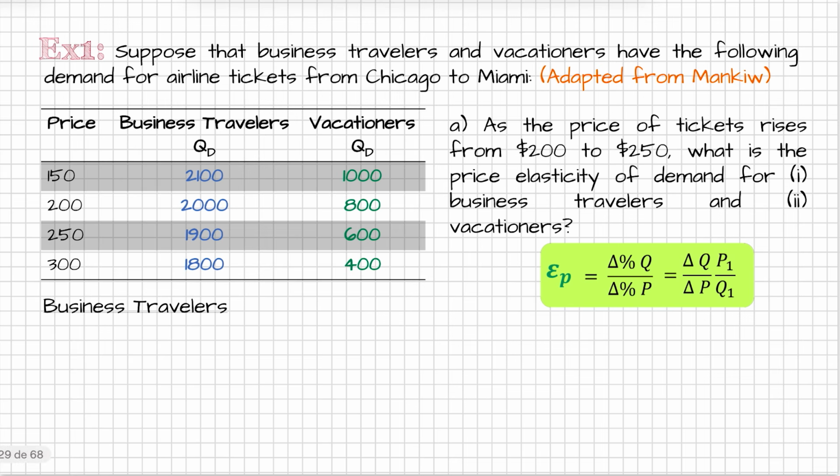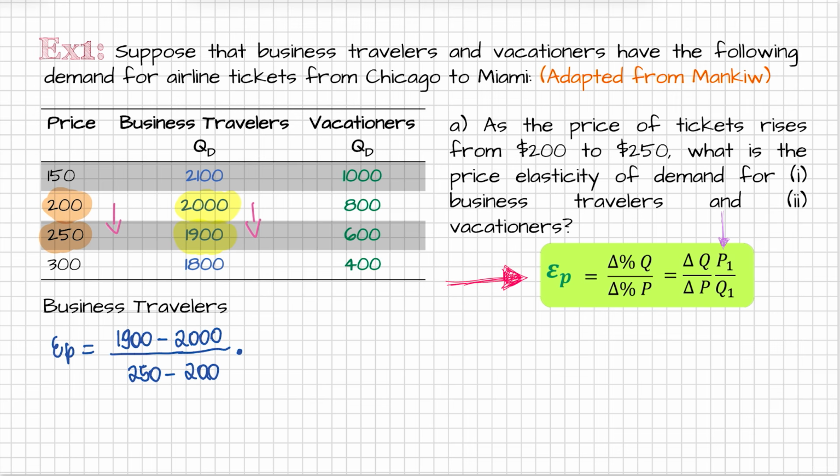Starting with business travelers, when the price increases from $200 to $250, the quantity demanded falls from 2,000 tickets to 1,900 tickets. Let's plug these values in the elasticity formula. Delta Q is 1,900 minus 2,000. Final value minus initial value. Delta P is 250 minus 200. Final value minus initial value.